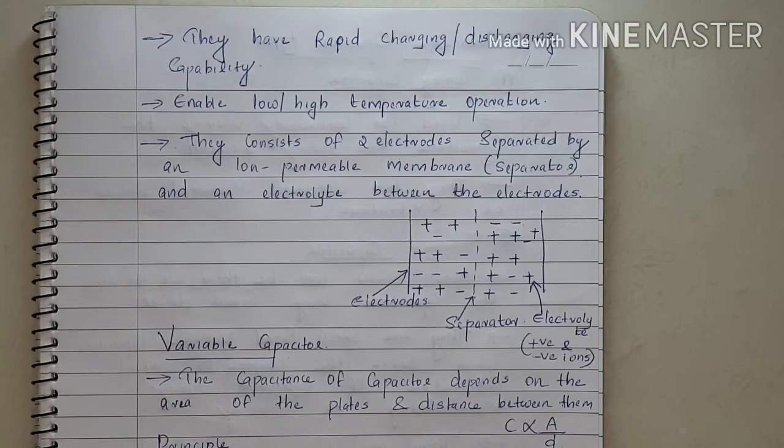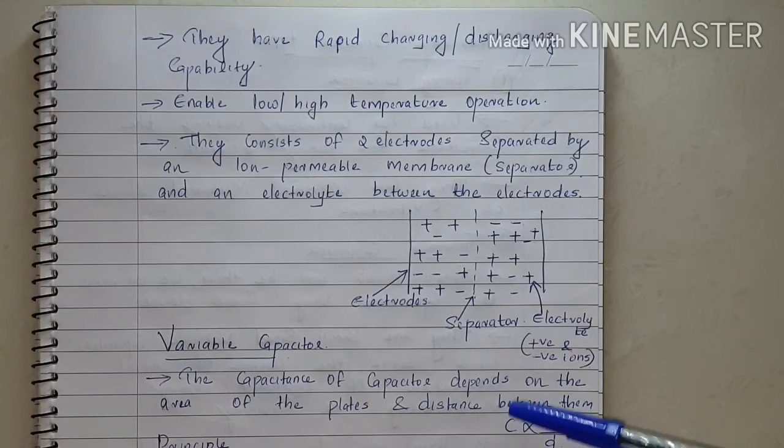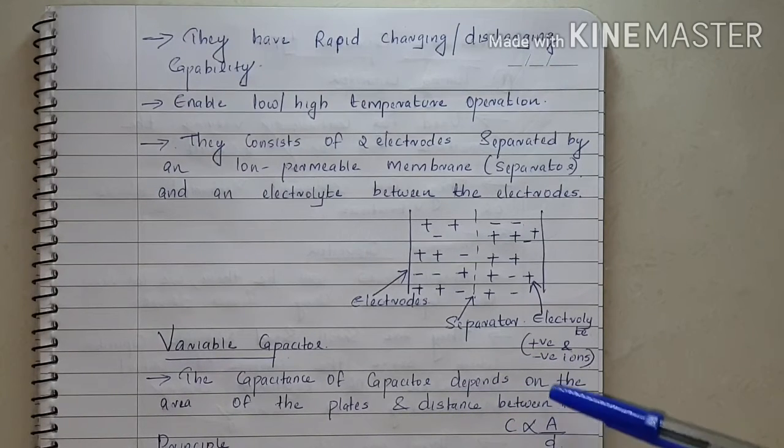The second type of capacitor based on dielectric used is variable capacitors. The capacitance of a capacitor depends on the area of the plate as well as the distance between the two parallel plates.